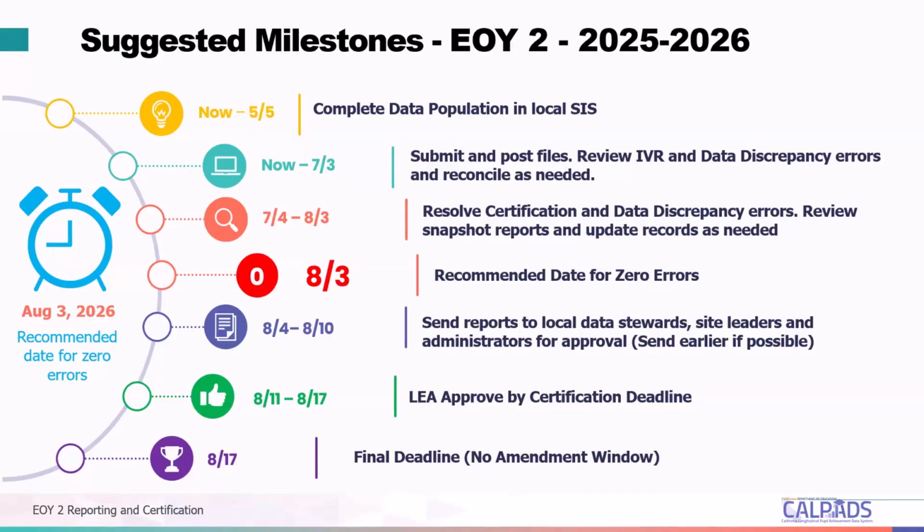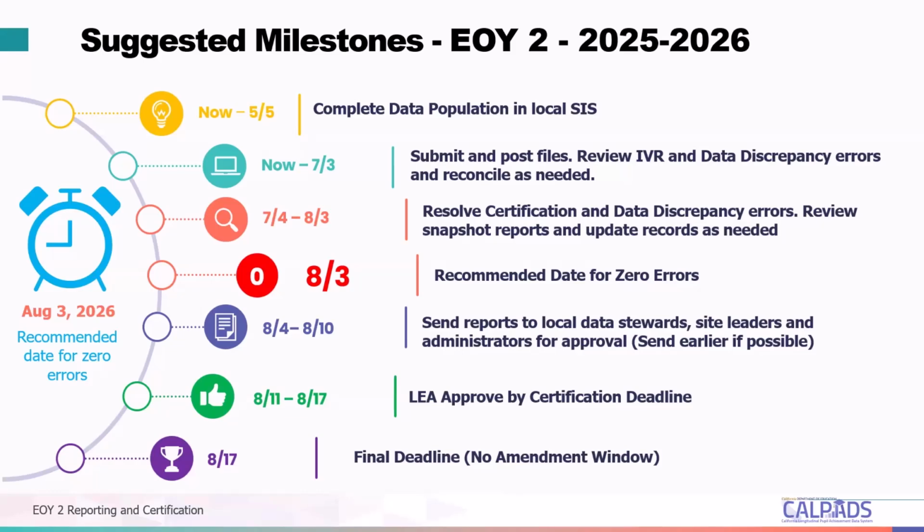By the beginning of July, you want to be resolving certification errors and data discrepancies. Now, remember, you have to set your internal timelines and identify staff that's going to be available and staff that will not be available. Also, you'll be submitting and reviewing end of year one data concurrently, so keep that in mind.